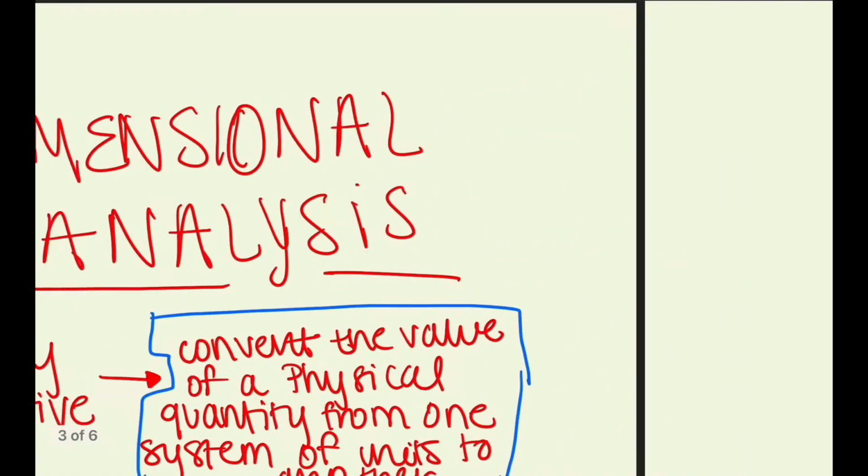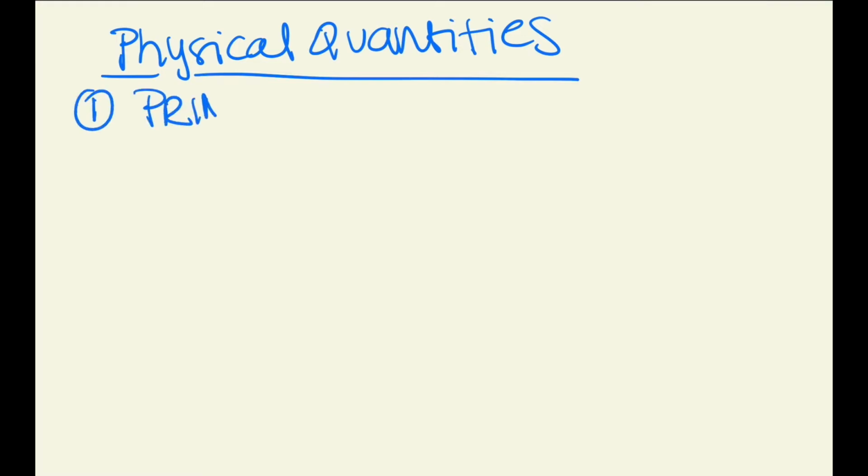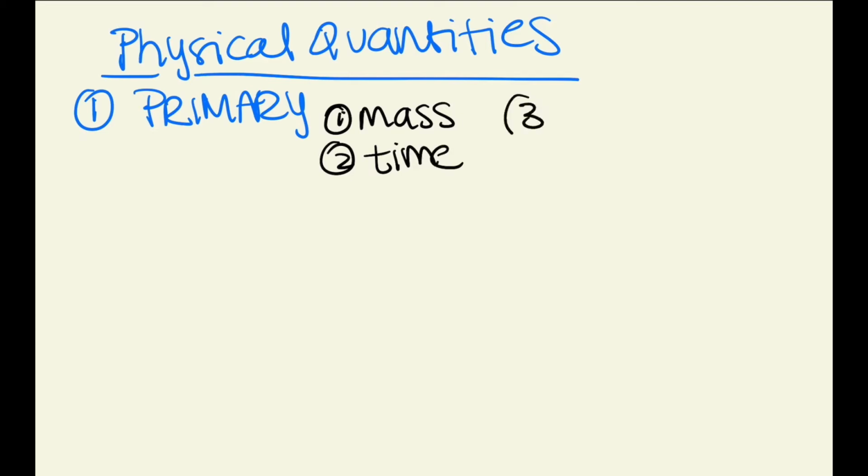The primary concept or objective of dimensional analysis is to convert the value of a physical quantity from one system of units to another. Some measures of physical quantities include the primary fundamental qualities such as mass, time, and length. And additionally, it's important to understand the primary fundamental qualities because they assist in deriving the secondary fundamental qualities such as speed. Speed works as the secondary fundamental quality because in order to find the speed of an object, the distance has to be divided by the time, which can be seen in this example.